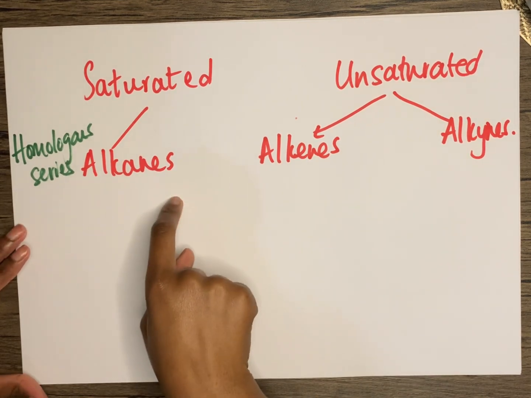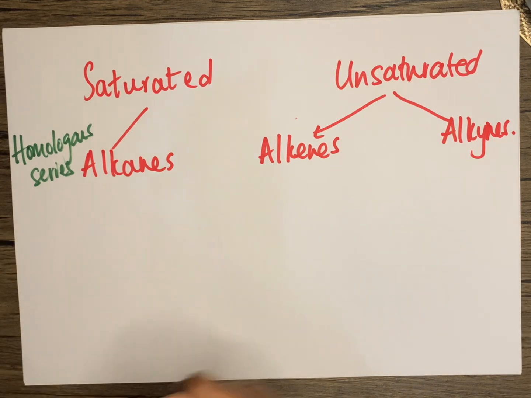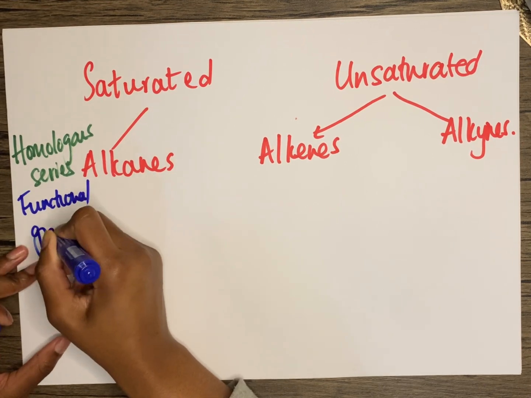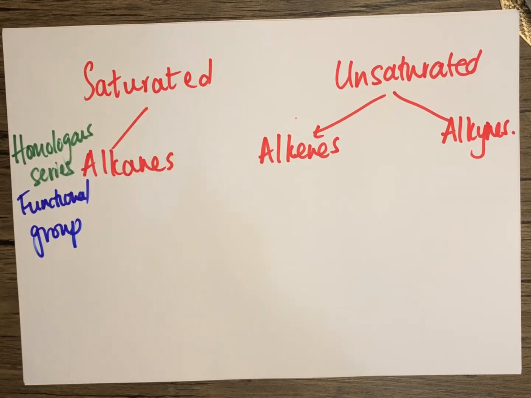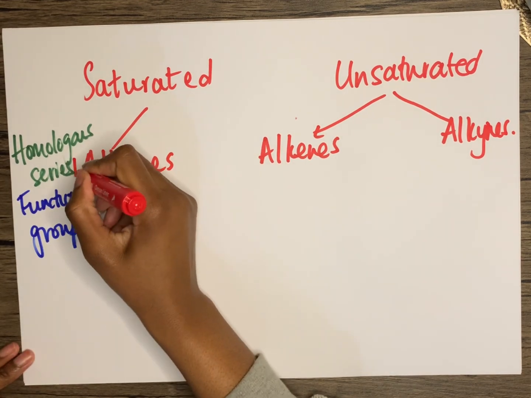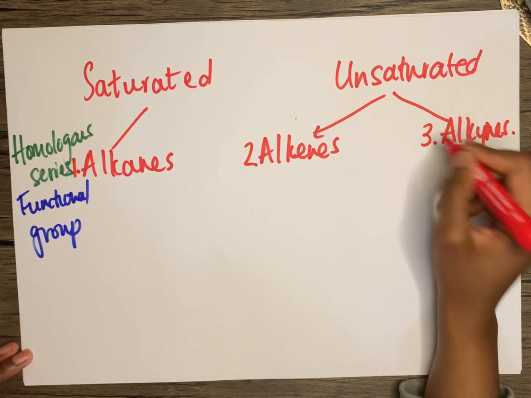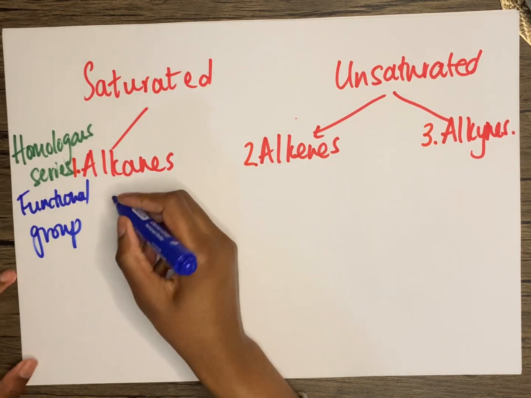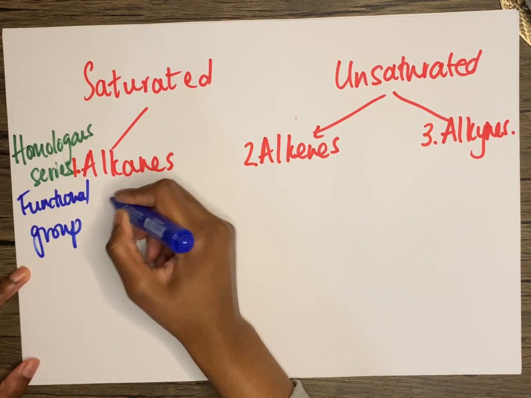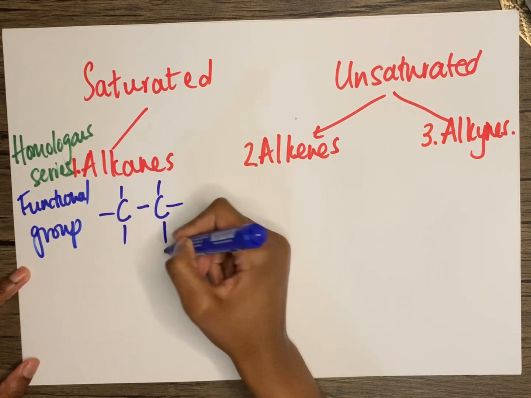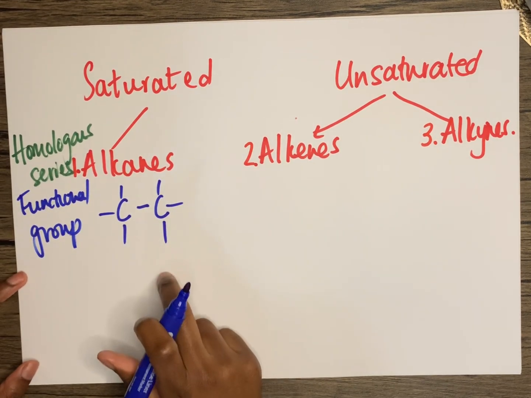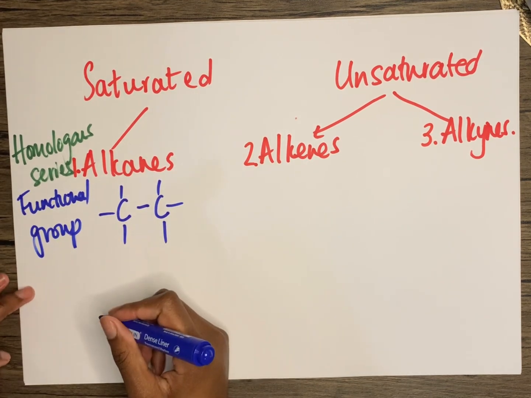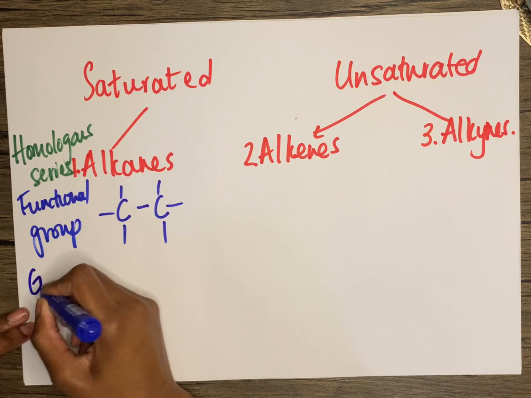So if we talk about alkanes, let's talk about the functional groups. Let's call this number 1, this number 2, and this one number 3. If we're talking about alkanes, what makes them different is that there are single bonds only between adjacent carbon atoms. And then they're also going to have what we call a general formula.